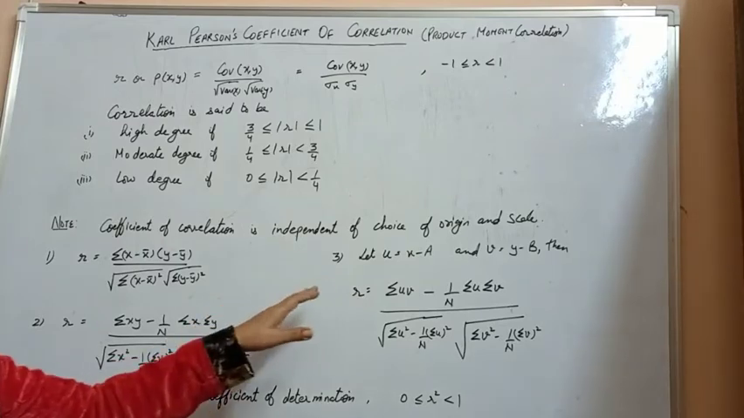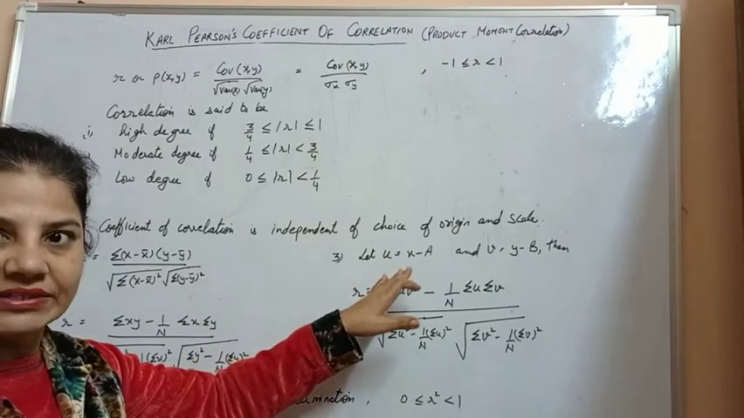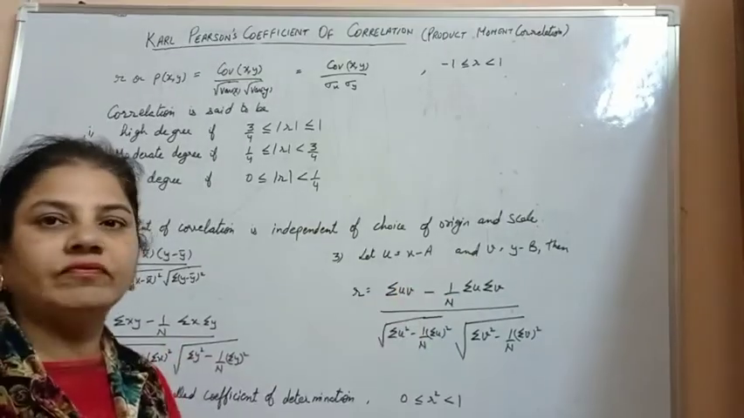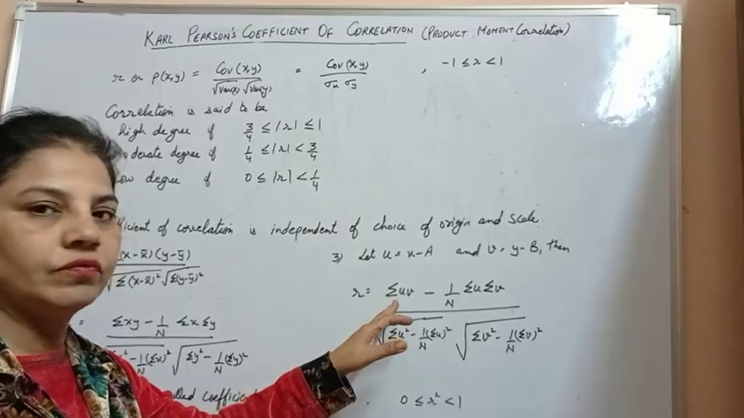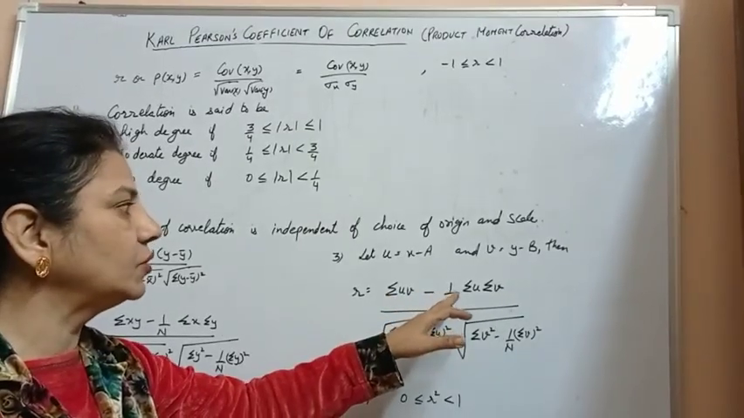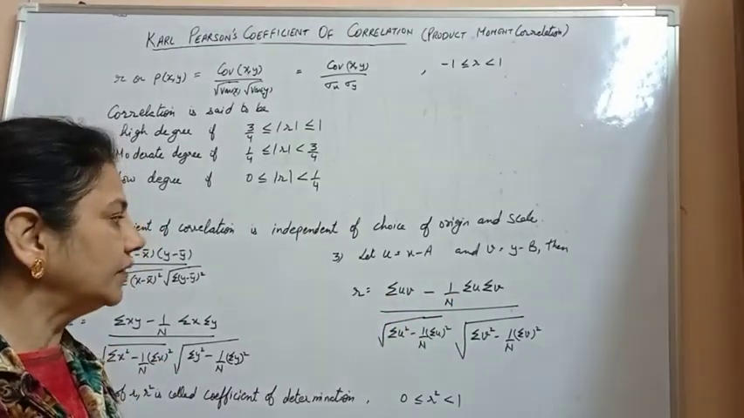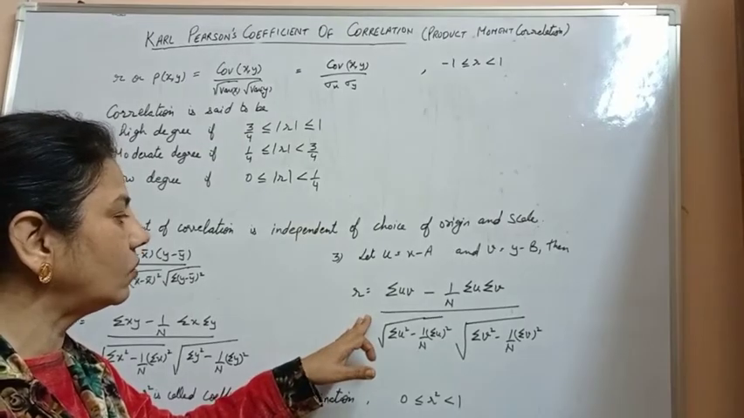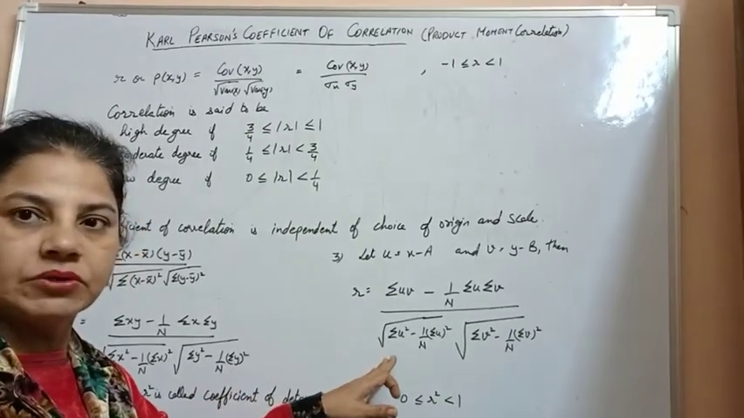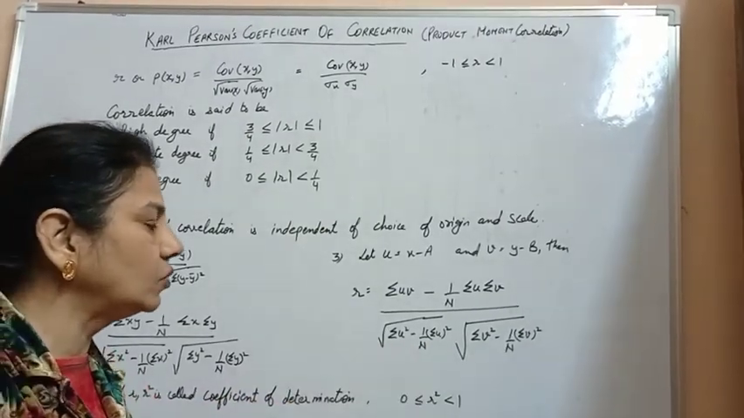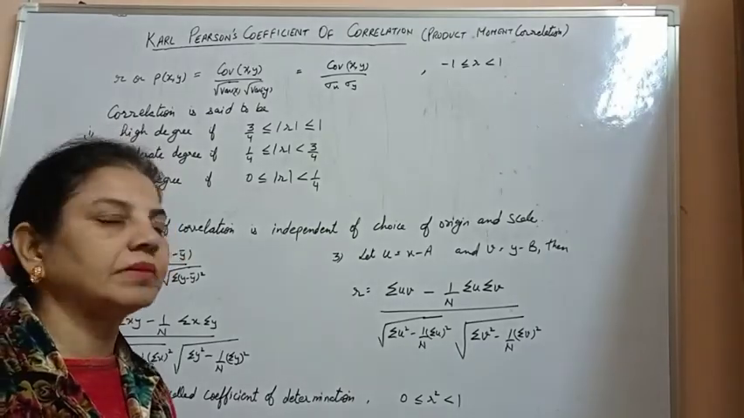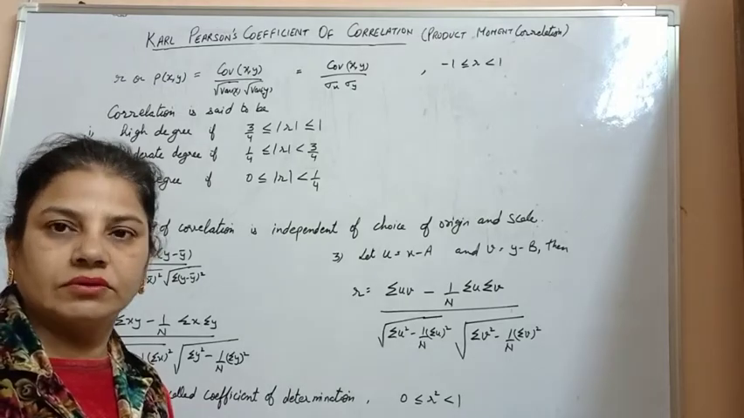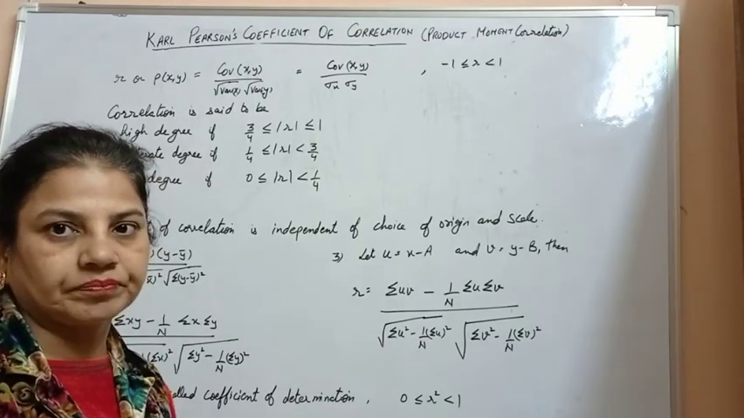If we say u is equal to x minus a and v is equal to y minus b, then we could say r is equal to sigma uv minus sigma u sigma v divided by n, whole divided by under root of sigma u square minus (sigma u) whole square divided by n multiplied by under root sigma v square minus (sigma v) whole square divided by n.